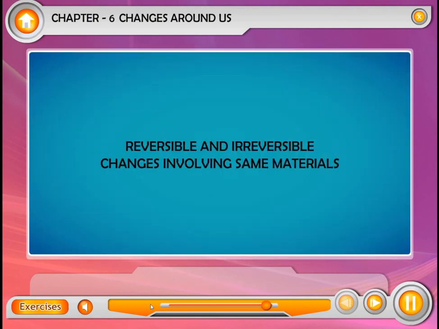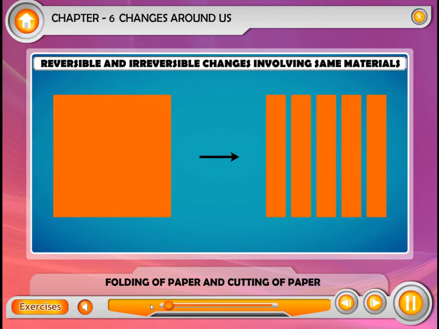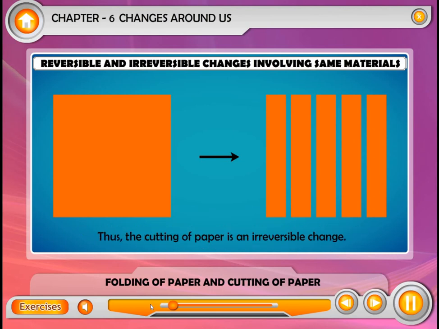Reversible and irreversible changes involving same materials. 1. Folding of paper and cutting of paper. The folding of paper is a reversible change. Let us cut a sheet of paper into a number of pieces. We cannot combine the various pieces of paper to get back exactly the original sheet of paper. Thus, the cutting of paper is an irreversible change.